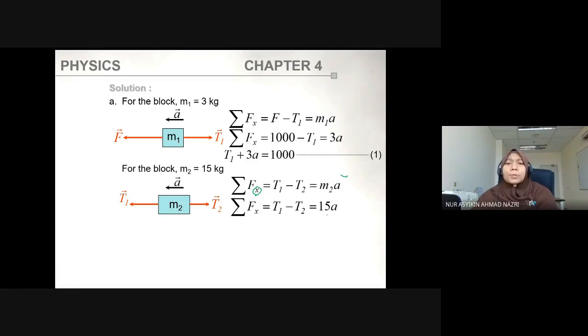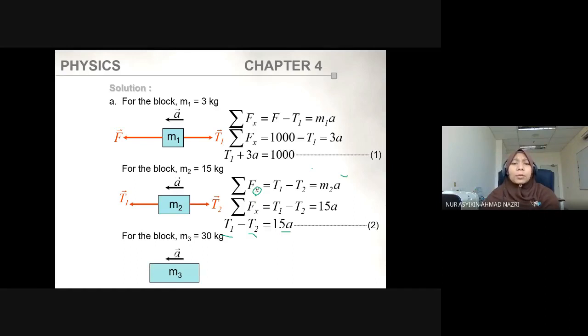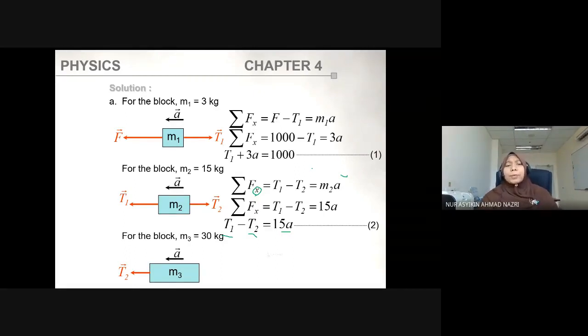Alright. Then you substitute the value, then we still have 3 unknowns here. So that means we need to find one more equation, because 2 equations are not enough to solve 3 unknowns. So we need to find another one using our third block. So this is the only force that acts on M3. So from here we get the value of T2 equal to 30A. This is our third equation.